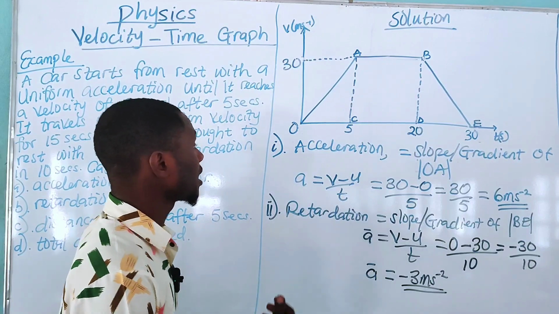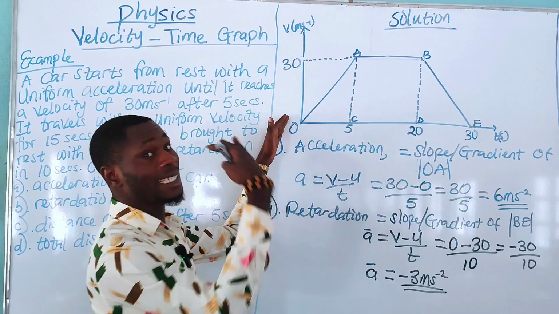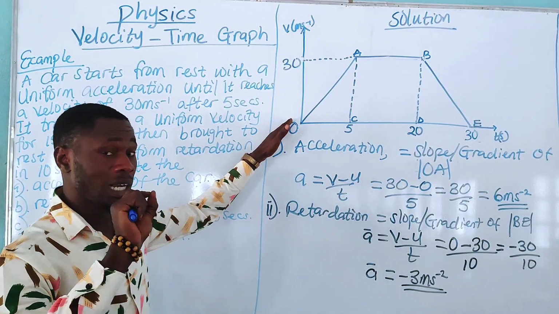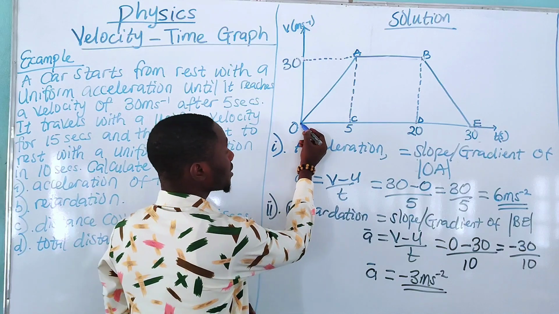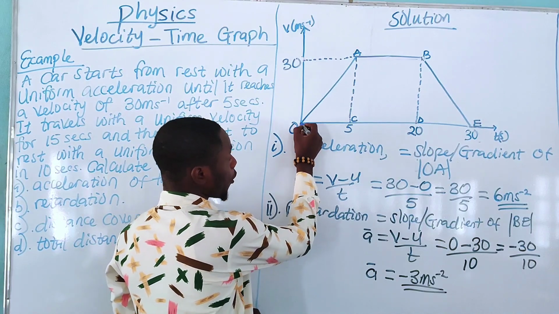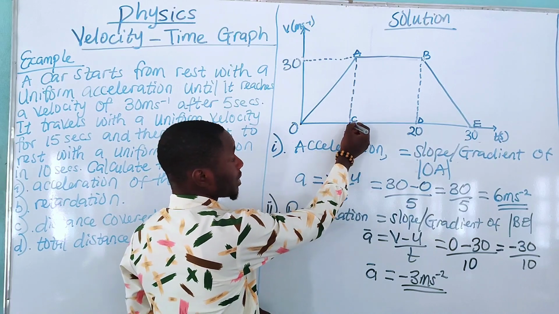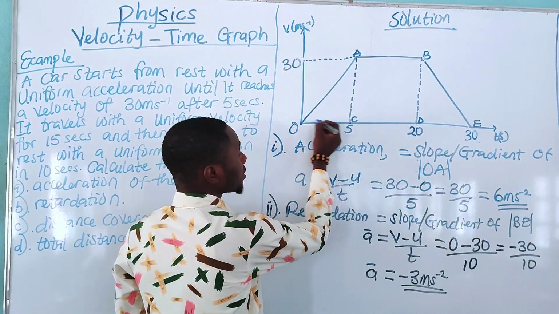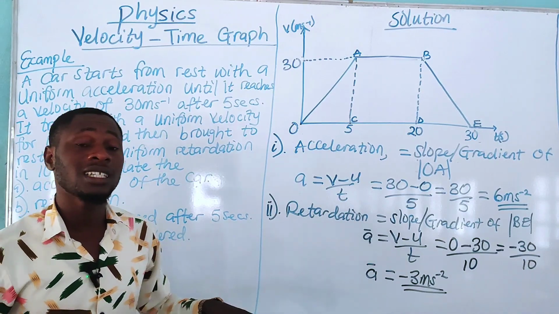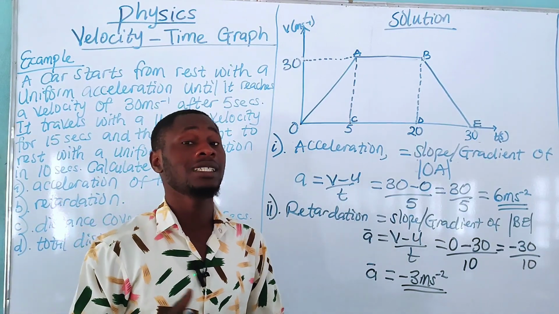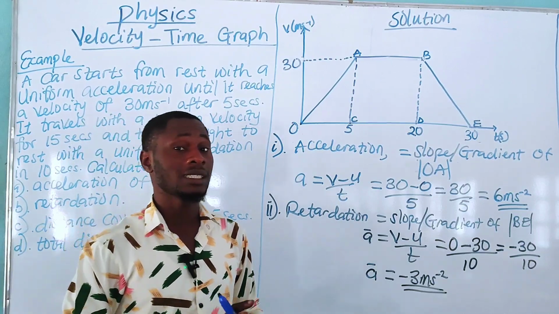So for us to obtain the distance covered, but not the entire distance. In this case, we are asked to find the distance covered just after 5 seconds. That means the distance covered by the body from this point where it started, when the time is just 5 seconds. So we are finding the distance here. For us to obtain the distance, the area under the velocity time graph denotes the distance covered. The area under the graph denotes the distance covered.